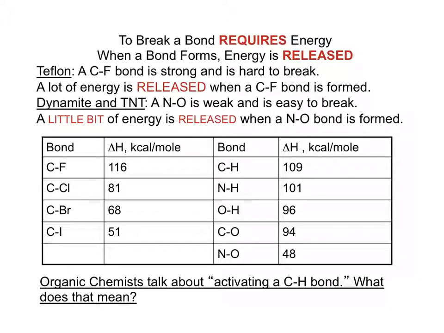This table shows the amount of energy required to make specific bonds, or the amount of energy released when that bond forms. Organic chemists often talk about activating a C-H bond. Stop the video and try to figure out what that means. Activating a C-H bond means breaking that strong C-H bond and replacing the H with another atom or group.